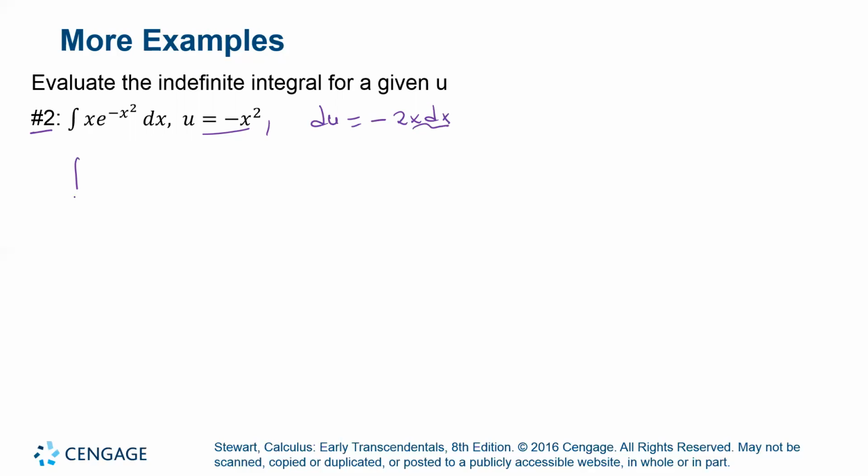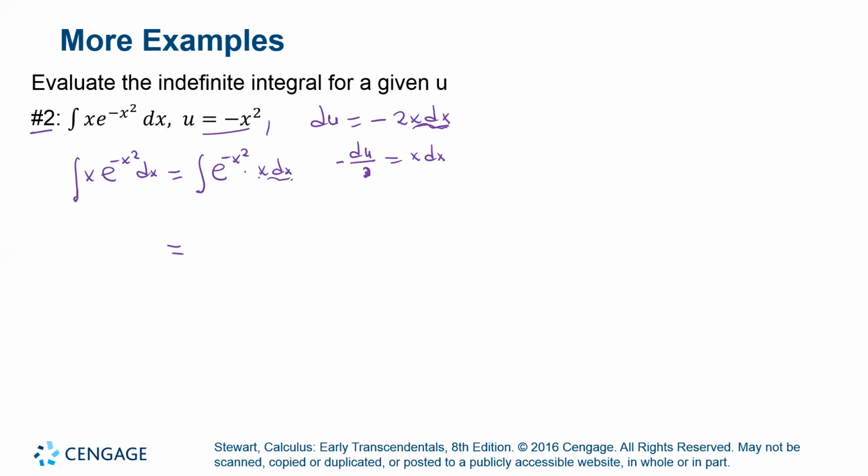So look at this expression here. Let's write our original function: the integral of x e raised to minus x squared dx. Now this is the same as the integral of e raised to minus x squared times x dx. So you see that this expression is right there. So I can solve for that. So it means that I have du over negative 2 is equal to x dx, which is right here.